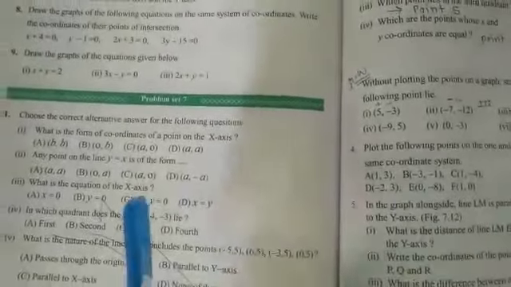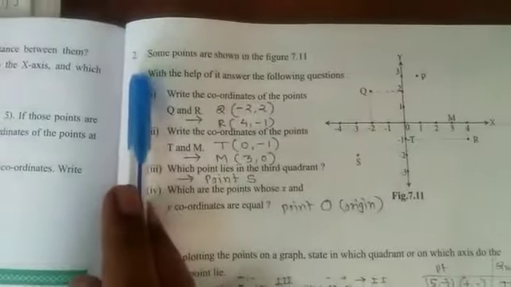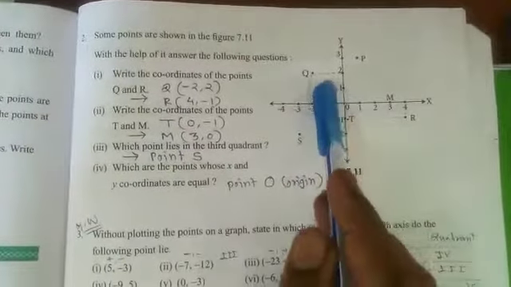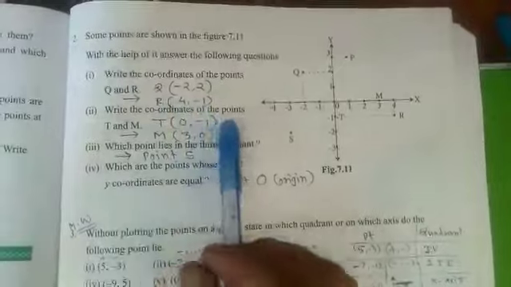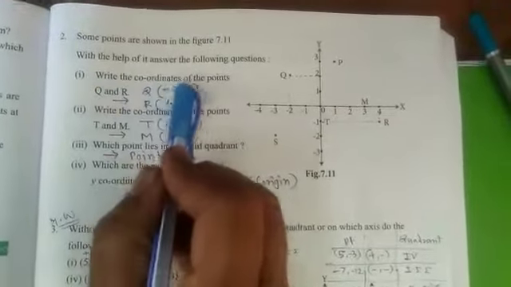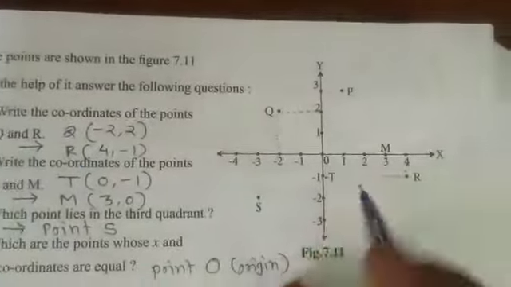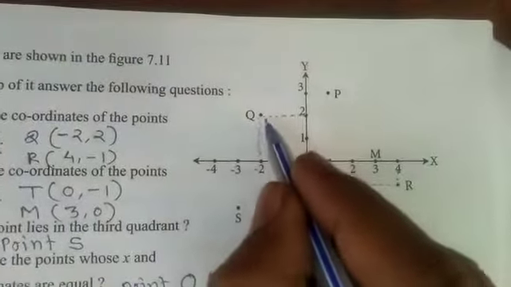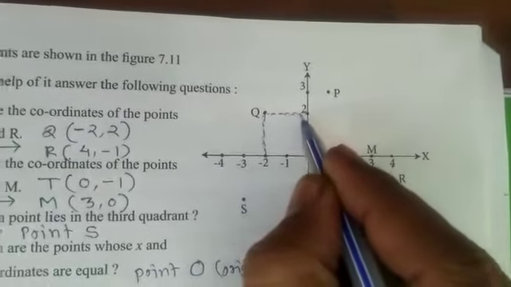Now we see homework on this example, problem set 7, question number 2. See the graph. You want to draw this graph and you want to write the question also in your copy. Now see the question first. Write the coordinate of point Q and R. See point Q. Where is point Q? This is the point Q. X coordinate is minus 2, y coordinate is 2.